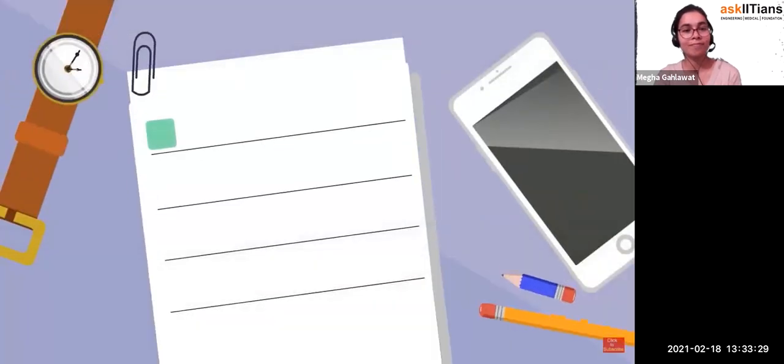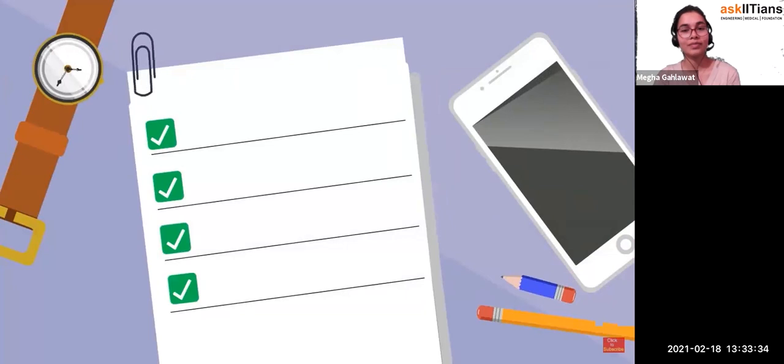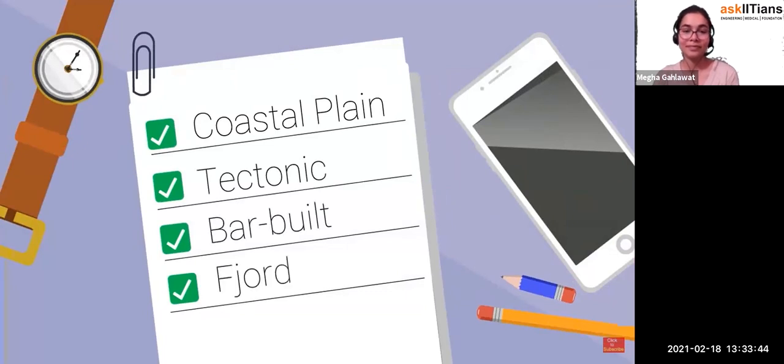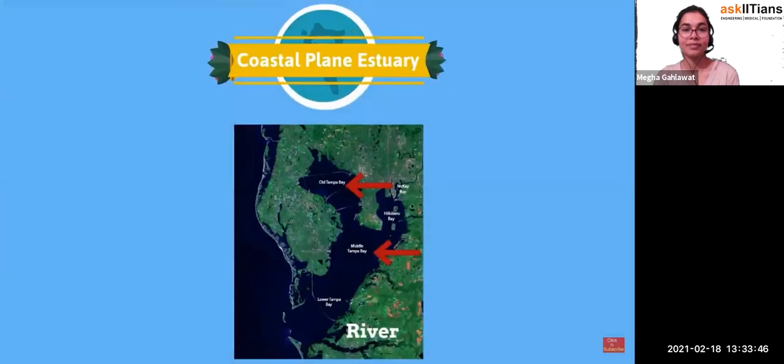Estuaries can be classified according to their geological features. The classifications include coastal plain estuaries, tectonic estuaries, bar-built estuaries, and fjords. Coastal plain estuaries look like valleys with gentle sloping bottoms. Their depth increases towards the river's mouth. This type of estuary is common throughout the world. An example is Tampa Bay in the U.S.